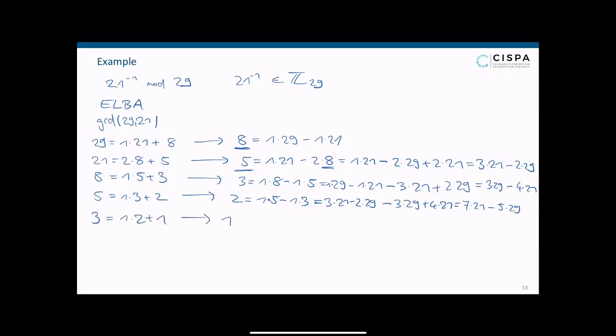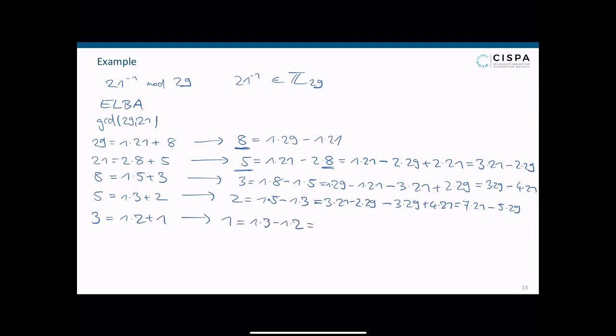And now we're done, right? It can't go smaller than 1. If we ended up with anything else, we would have to do an additional step to see that the remainder is 0. But now we have 1 is 1 times 3 minus 1 times 2.